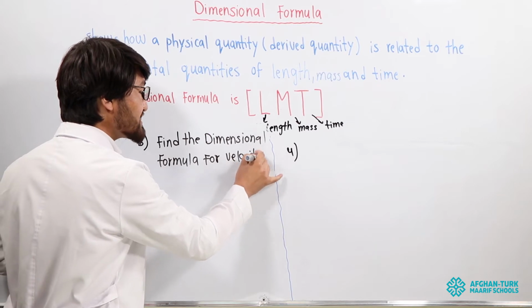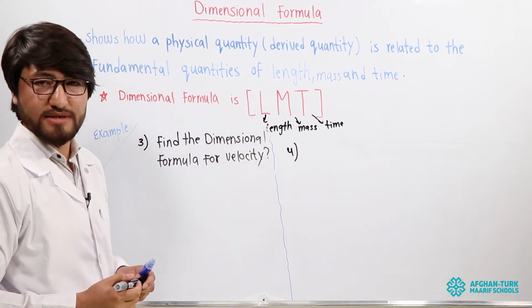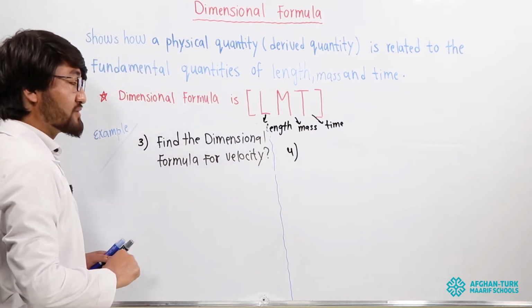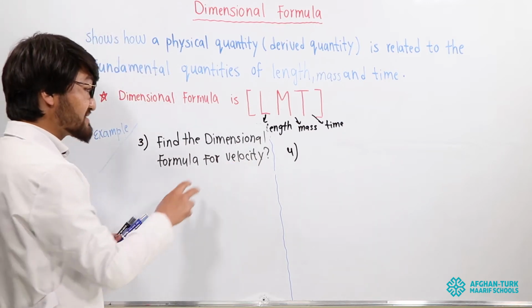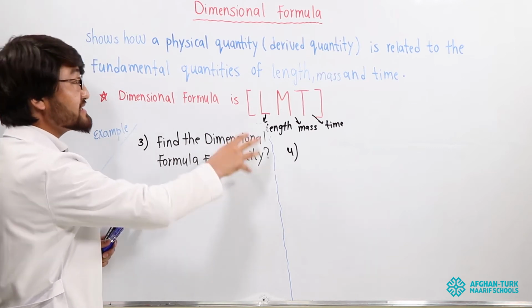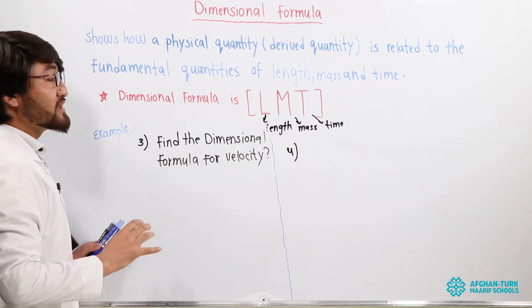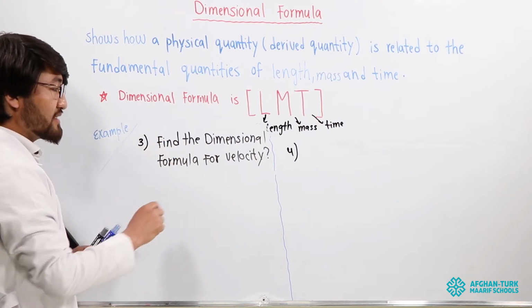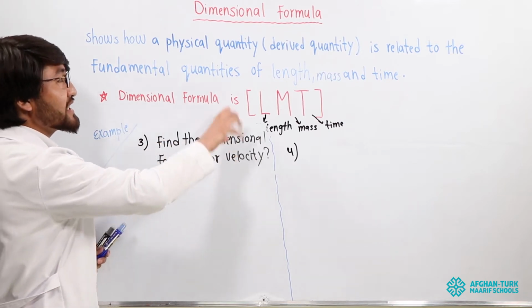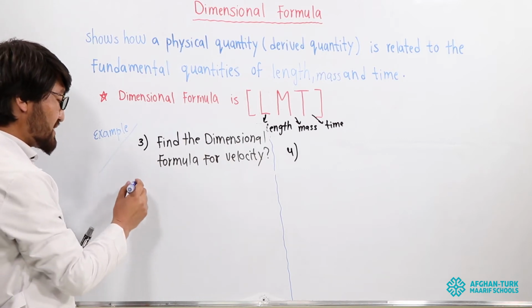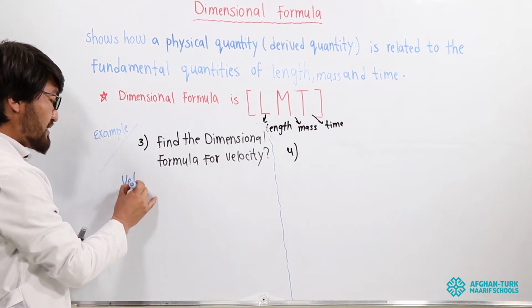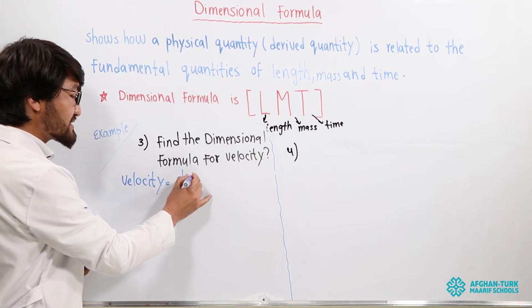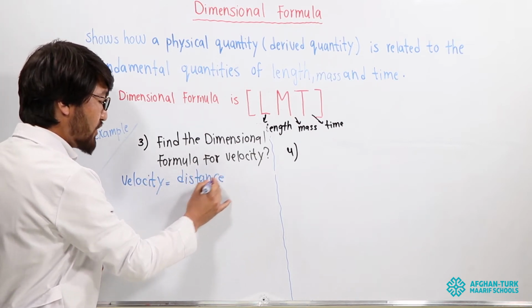Do you know velocity is a derived quantity? Now we find the dimensional formula for velocity. It means the relation between velocity and fundamental quantities. We will find the relation between velocity and fundamental quantities. First of all, we should know the definition of velocity. Velocity is equal to distance over time.